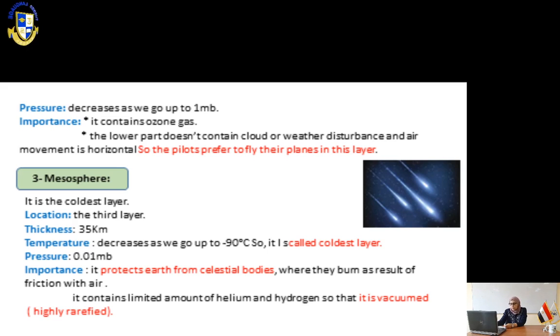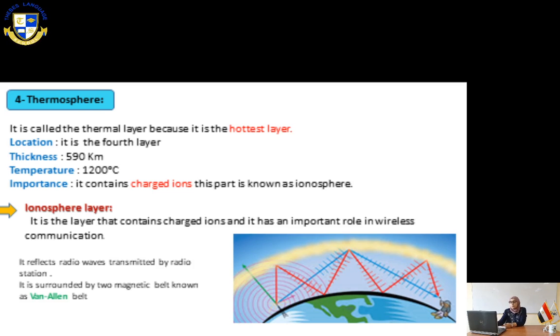Here, slide number 8. Thermosphere. It is called the thermal layer because it is the hottest layer. Here we have the coldest layer and we have the hottest layer. The thermosphere is the hottest layer and it is the fourth layer. The thickness is 590 kilometers and the temperature is 1200 degrees Celsius. It contains ions, so part of it is known as the ionosphere.